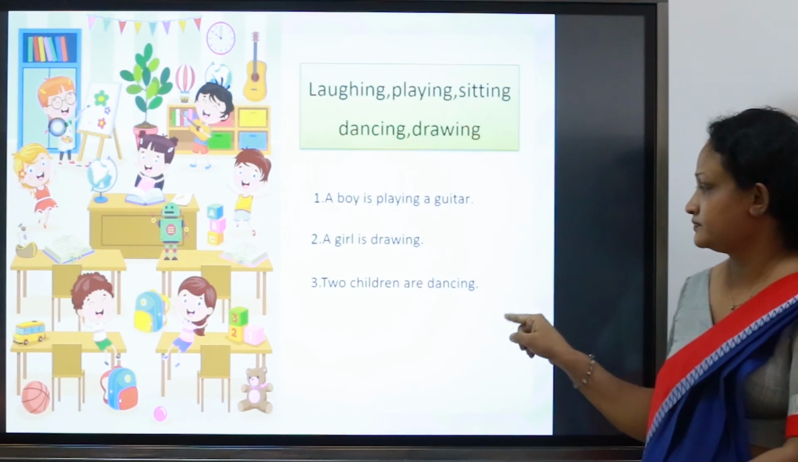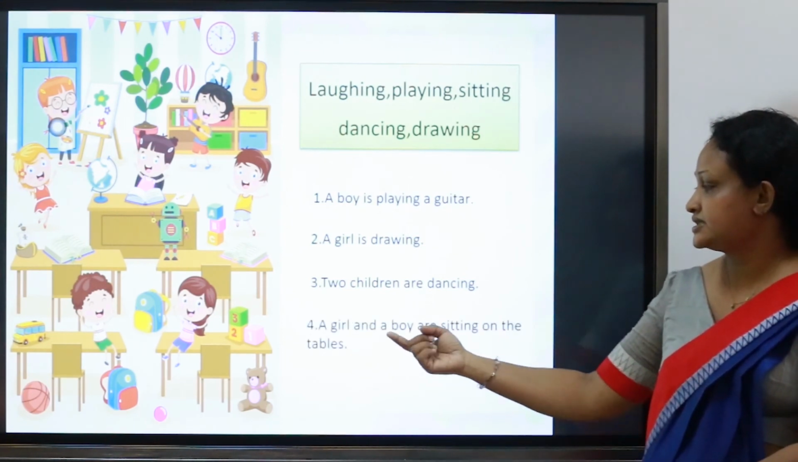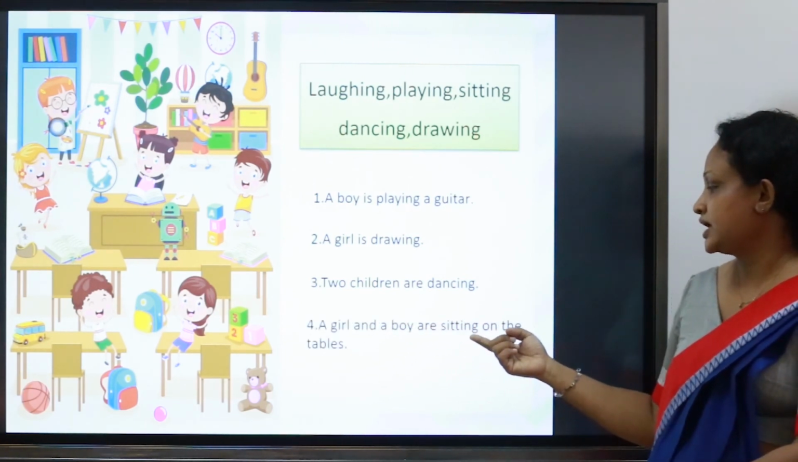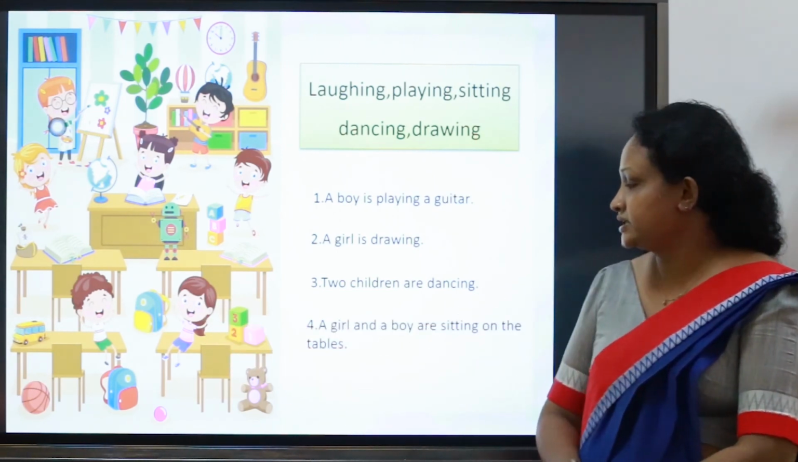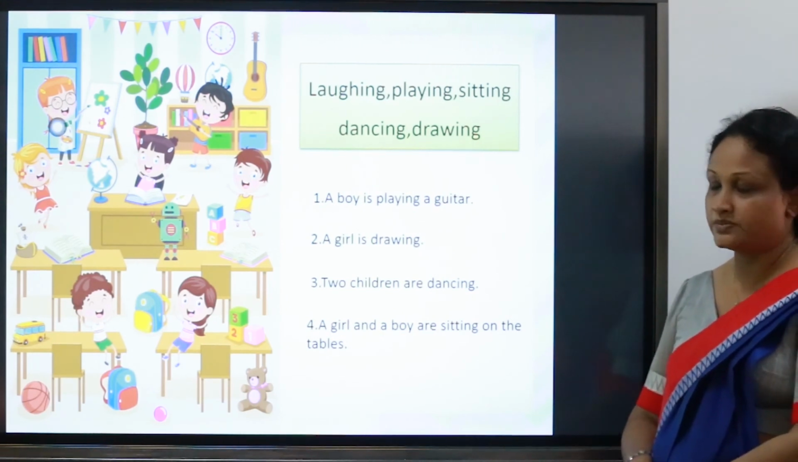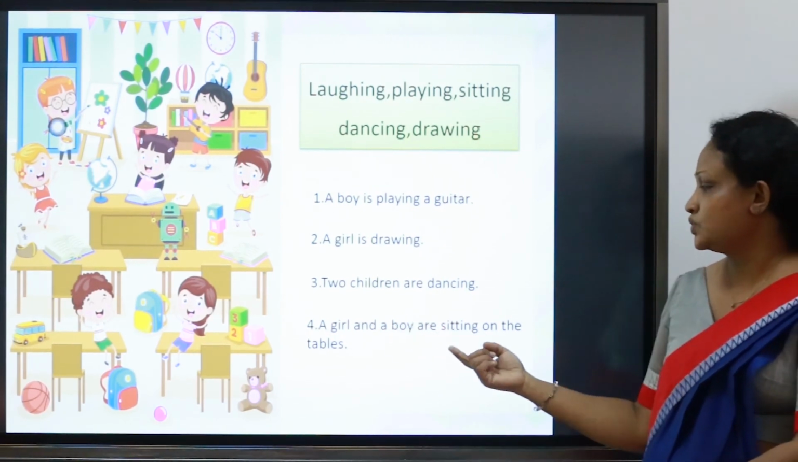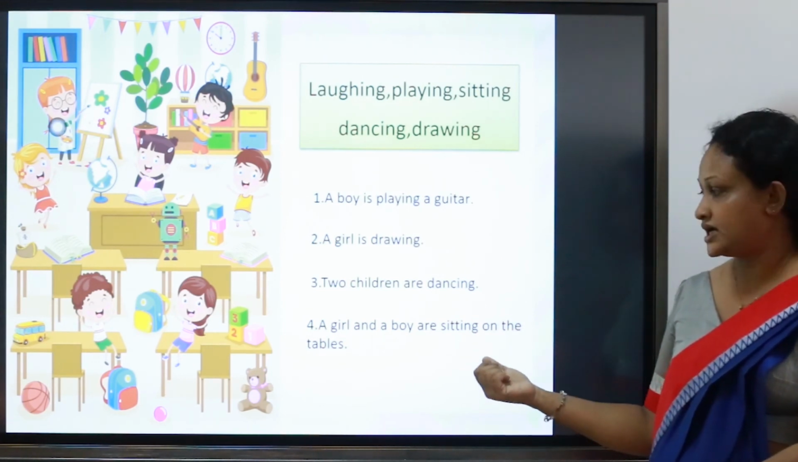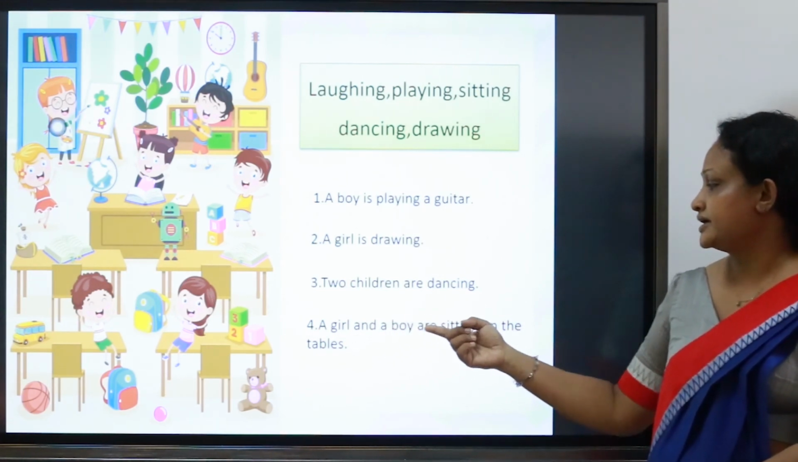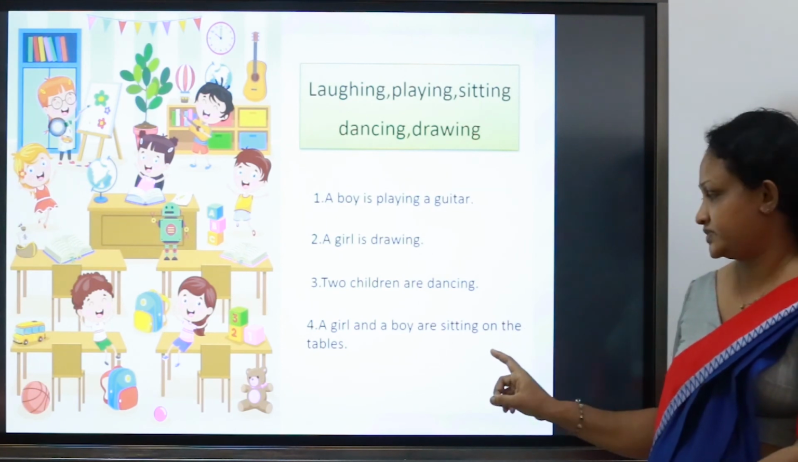Fourth sentence, a girl and a boy are sitting on the tables. Here there are two children, a boy and a girl. They are sitting on the table. So we can write a girl and boy. A girl and boy, there are two people. So we have to use are there. So we can write a girl and a boy are sitting on the tables.